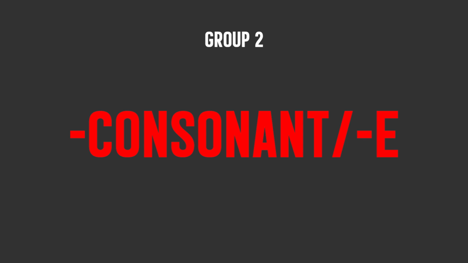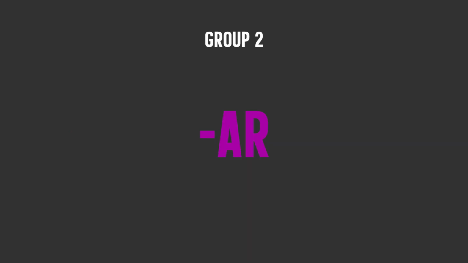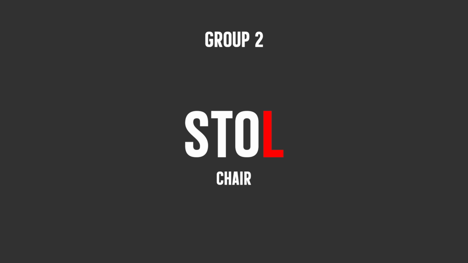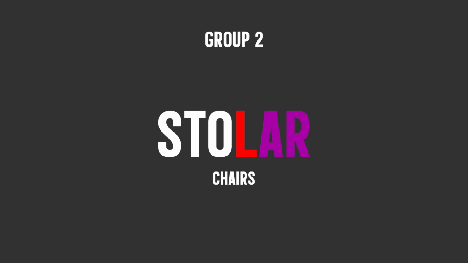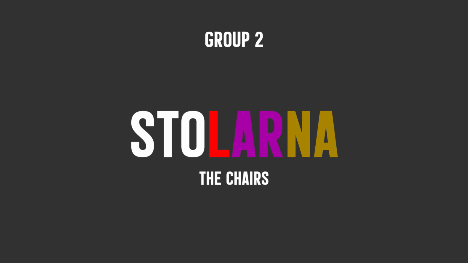Group number 2 are the words ending on a consonant or the vowel E, which is the letter E, all right? And in the indefinite plural, we get the ending ar, A-R. So let's take two examples here because we have two different endings. For the consonant ending, we can use stol, which means chair. Stol. In plural, chairs, we have stolar. Easy peasy. And then stolarna in the definite plural. So it builds from stol, stolar, stolarna.